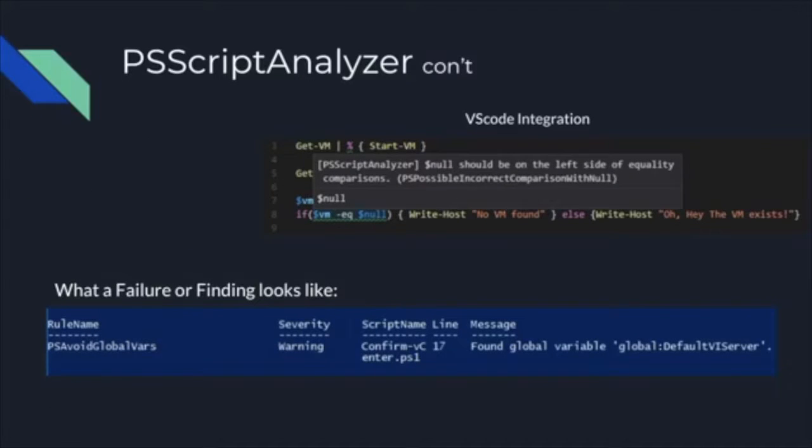As I said before, it has VS Code integration, so as soon as you start to write something, you just hang your mouse over the area, and it tells you exactly what's wrong. So you can just fix it and move on with your life. When you run this and there is a finding, it'll tell you exactly what line it came on. This is a bad example because I actually ran it against a different script, but it'll tell you what line the message was on, and you can go fix it.